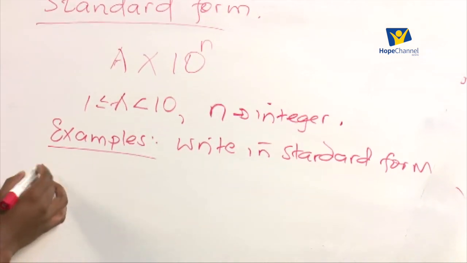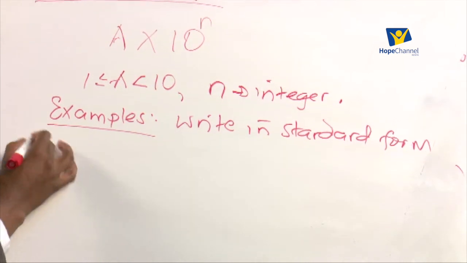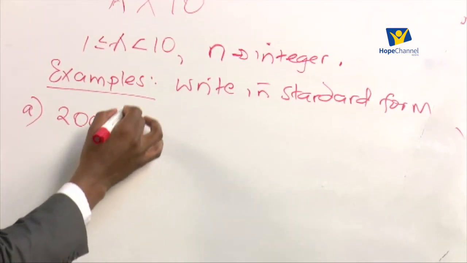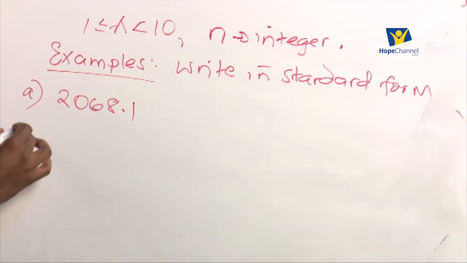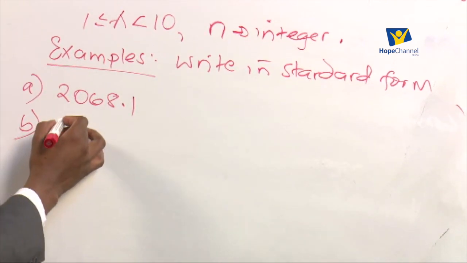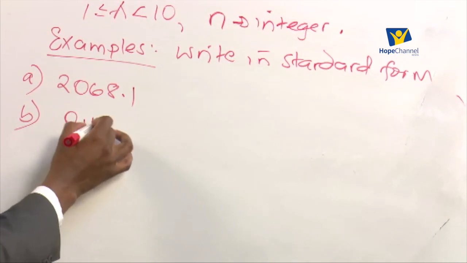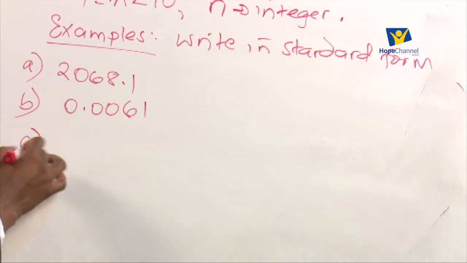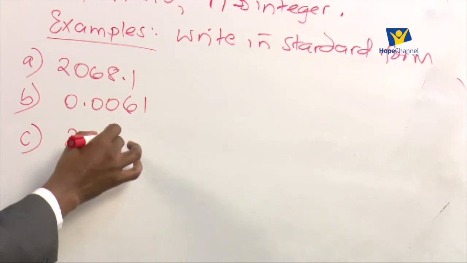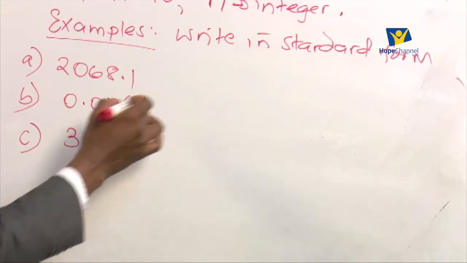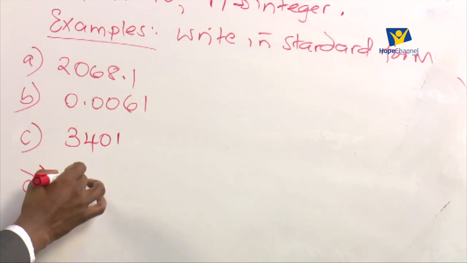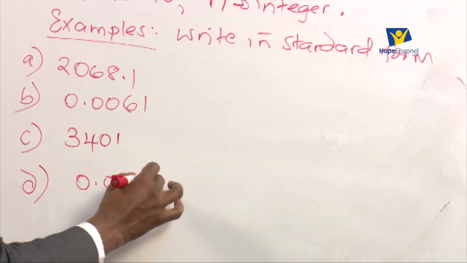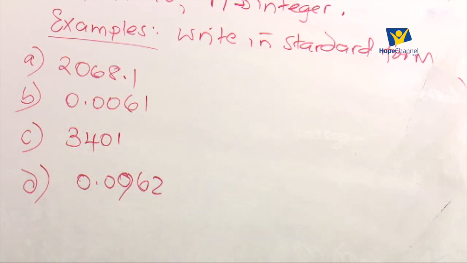The first one, we have number 1, 2068.1. So B, we write this number here, 0.0061, and then we have C, 3401, and then we can have number D, we have 0.0962. We want to write these numbers in standard form.